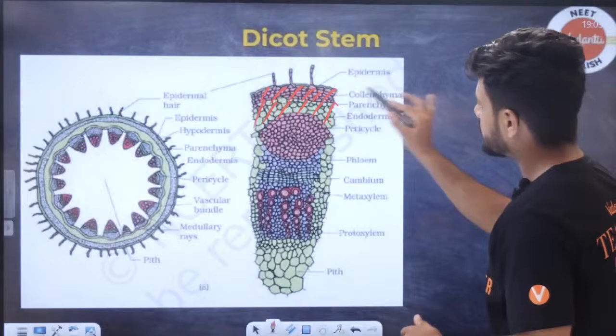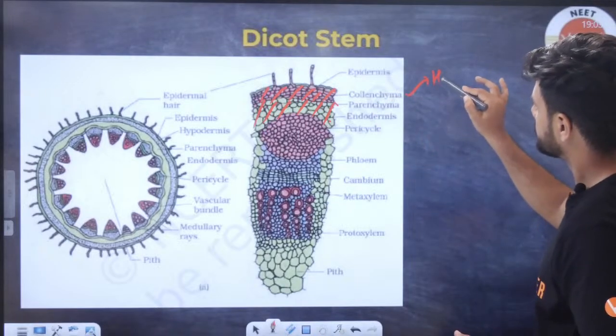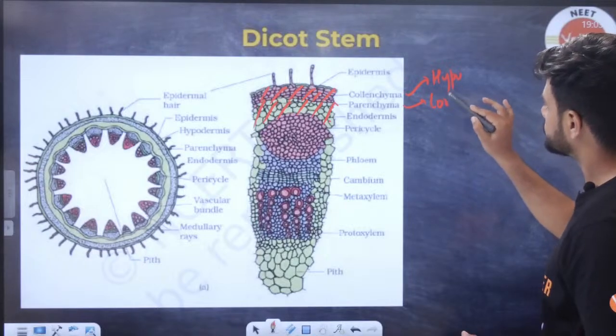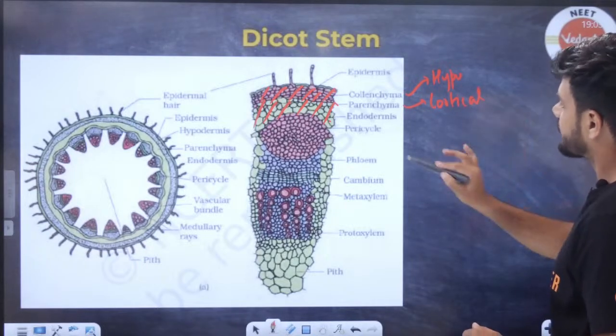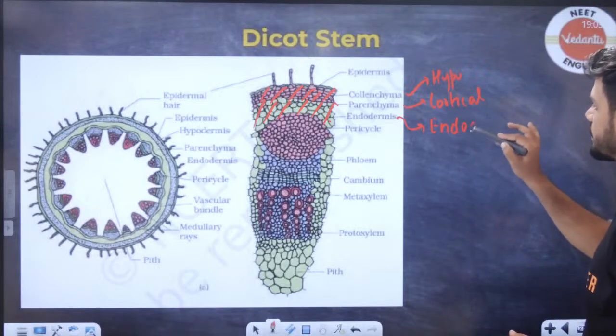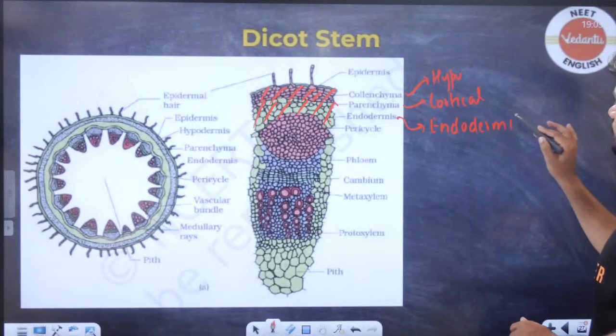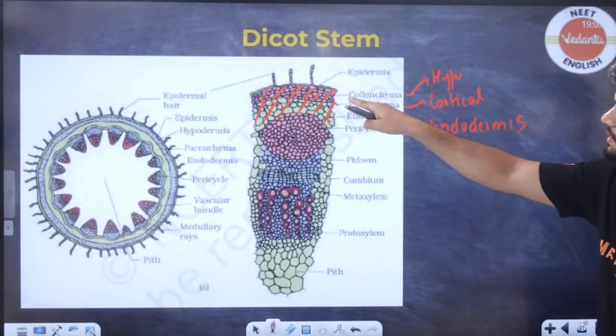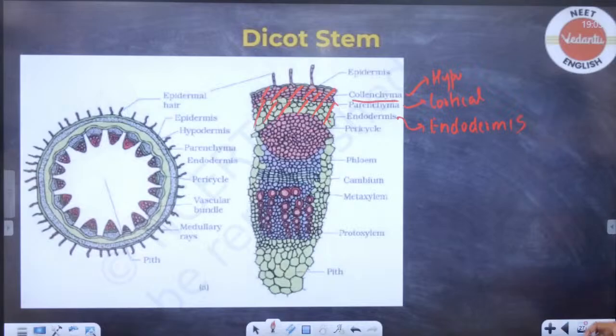The outermost layer, this is the hypodermis. Then we have your cortical layer. And then we have the innermost layer, that is endodermis. Now students, tell me, what is hypodermis made up of? Look at it and tell me. Right here, it says collenchyma. Yes or no?